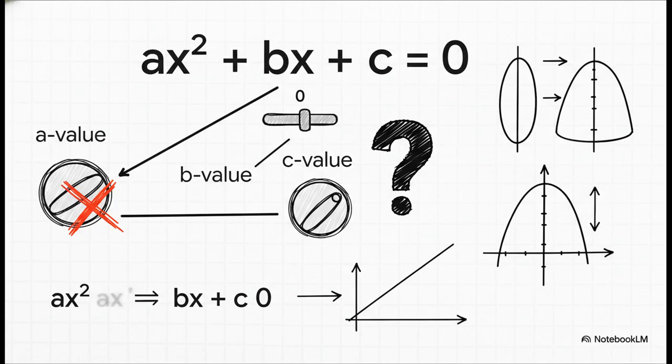But here's the one golden rule, the most important part. a can't be 0, ever. Because if a is 0, that whole x squared part just vanishes. And poof, it's not a quadratic anymore.